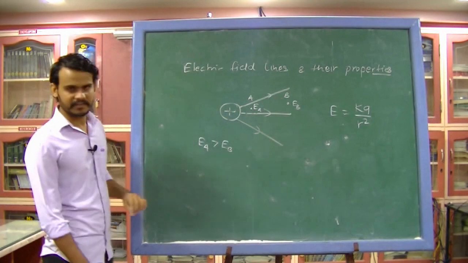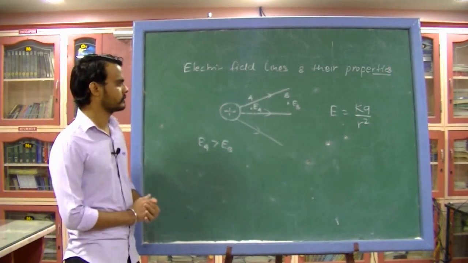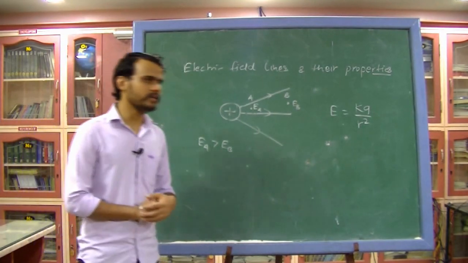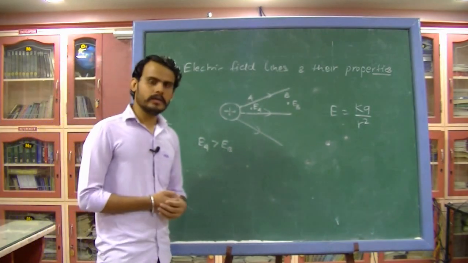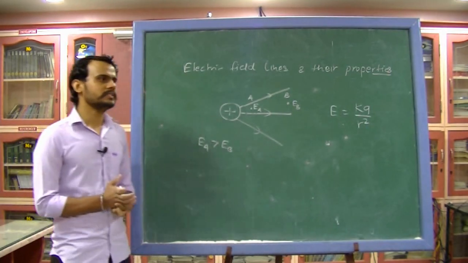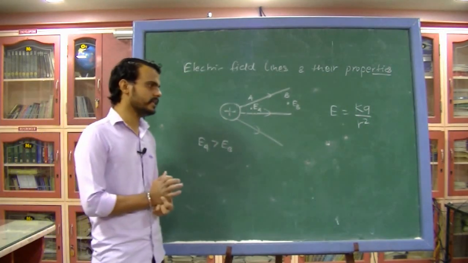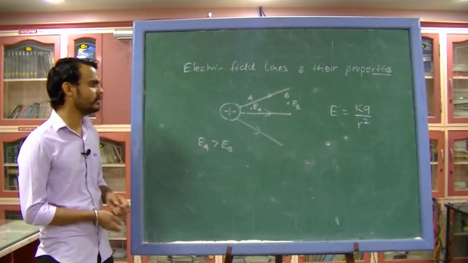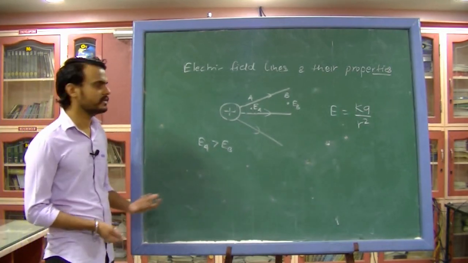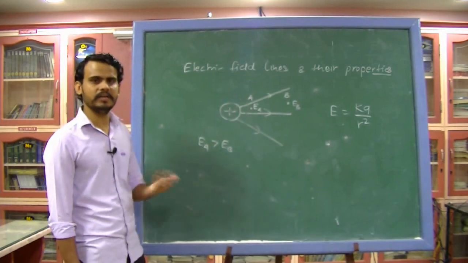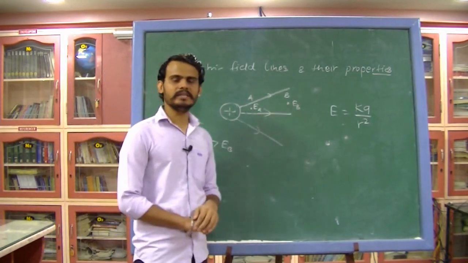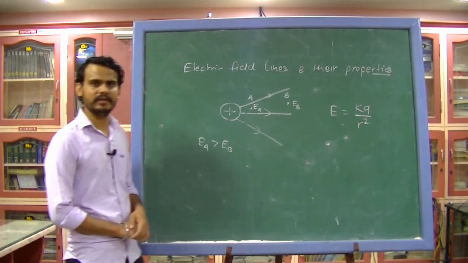So next property of electric field lines you can write as: intensity of electric field is directly proportional to density of electric field lines. Or in simpler words, if the electric field lines are closer, electric field intensity will be more. If the electric field lines are further away from each other, electric field intensity will be less. So this is the fifth property of electric field lines.